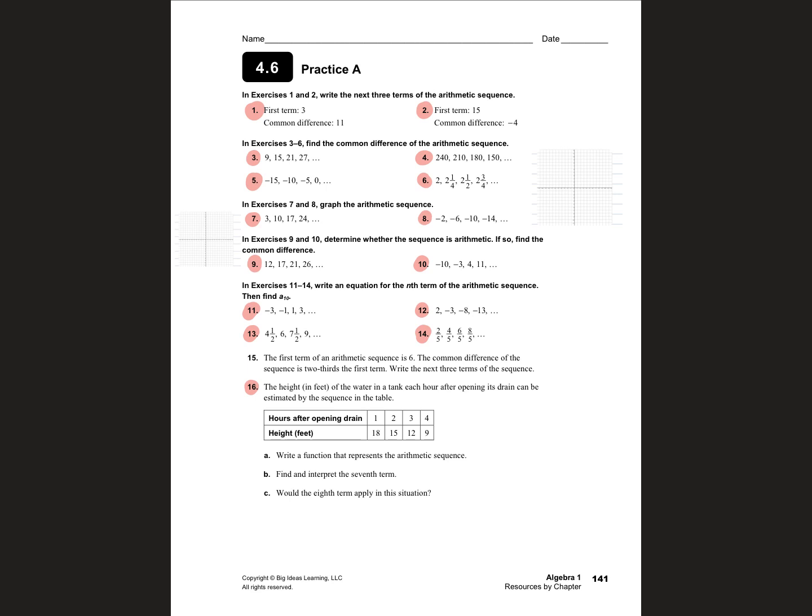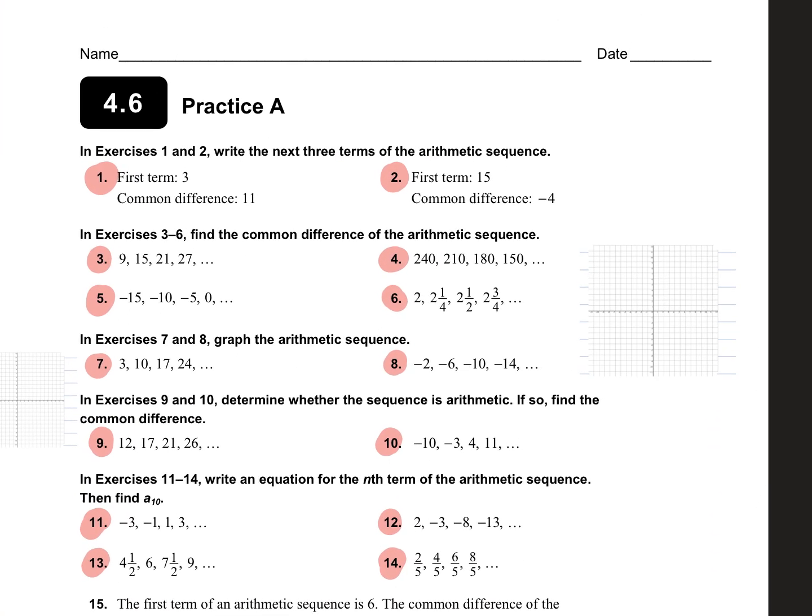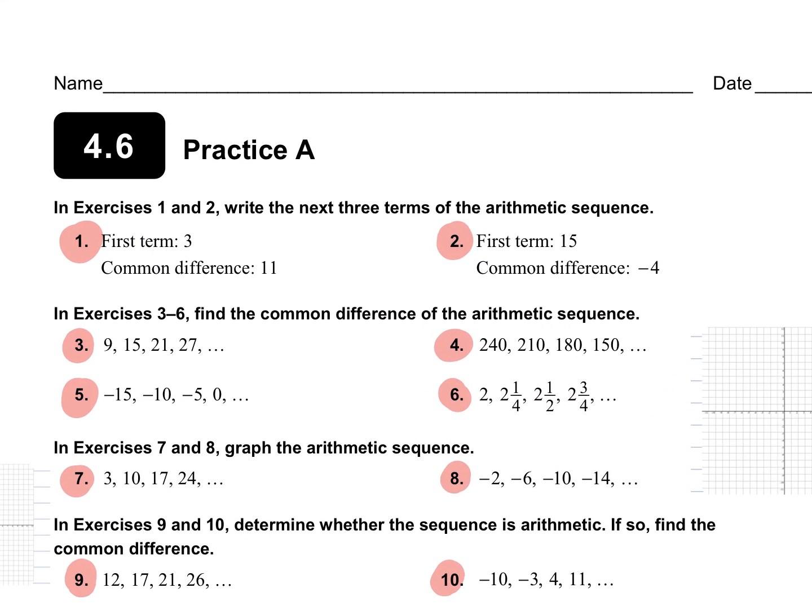Right, so quiz tomorrow on 4.6 and 4.7. The first two questions say write the next three terms of the arithmetic sequence. Arithmetic sequence just means we add or subtract, depending on what the common difference is, to get from one number to the next.